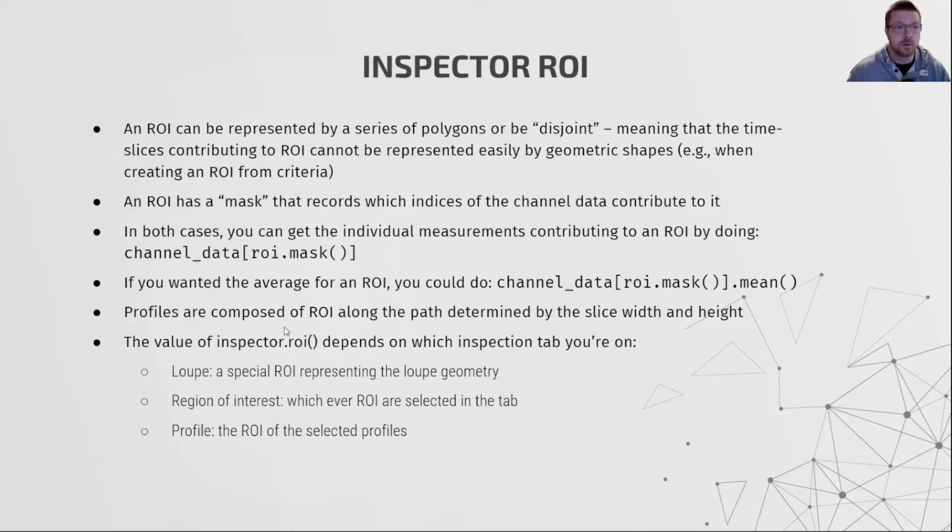So profiles are composed of regions of interest along a path that are determined by the slice width and height. So you can apply the same sort of concepts to profiles. And now the value of inspector.roi depends on which inspection tab you're on. If you're on the loop tab, then inspector.roi will contain a special ROI that represents the loop geometry. If you're on the region of interest tab, then you get a list of whichever ROIs are selected. And in the profile tab, it will be the ROI of the selected profiles.